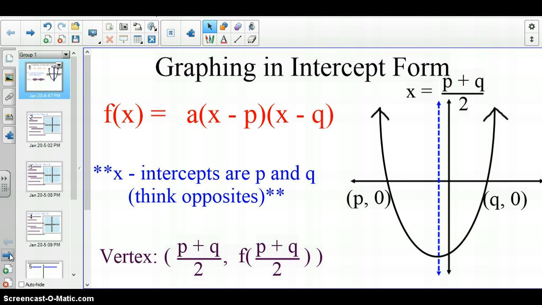When graphing in intercept form, it is broken up. If you look, it is broken up here into two sets of parentheses. So that means it is in factored form.